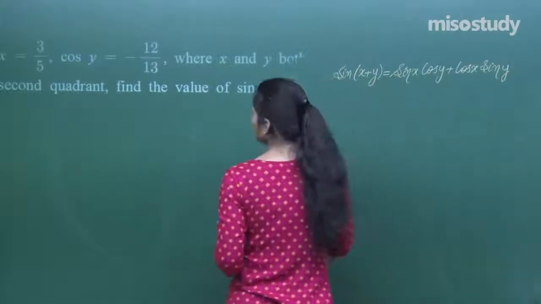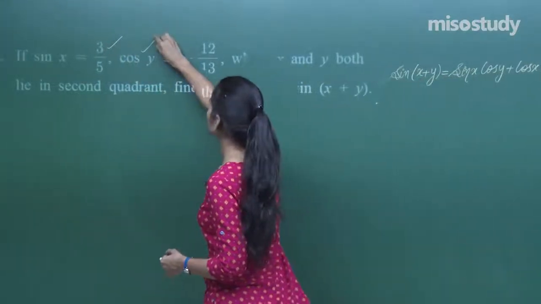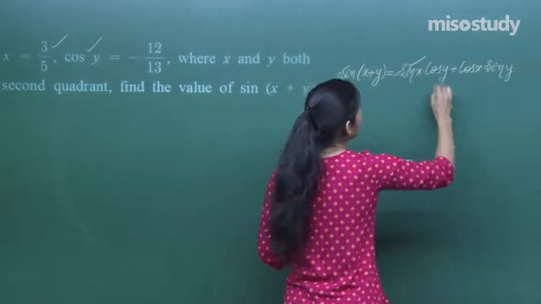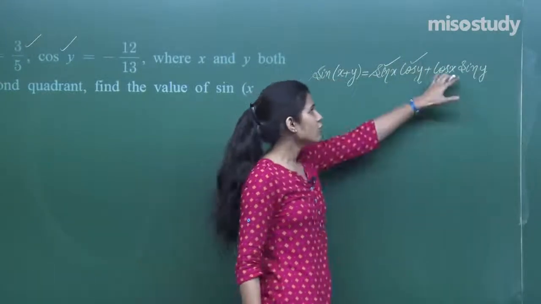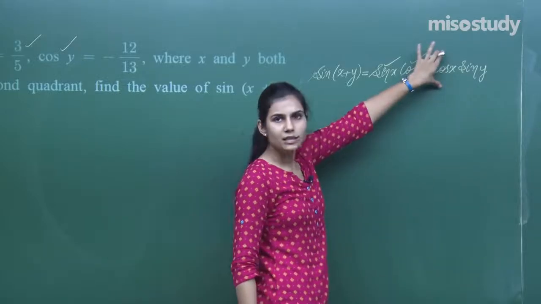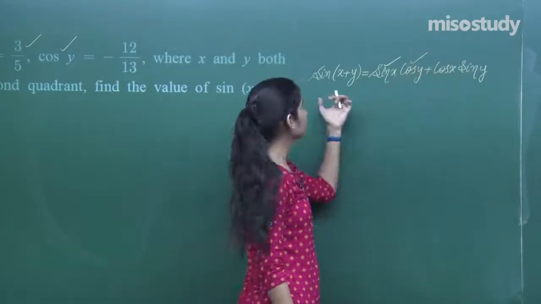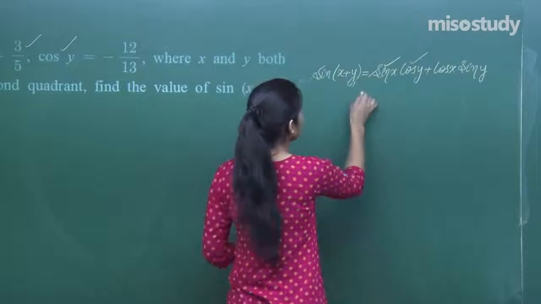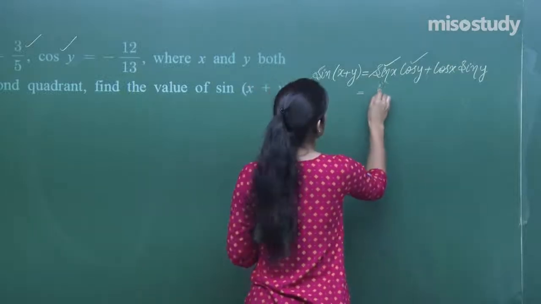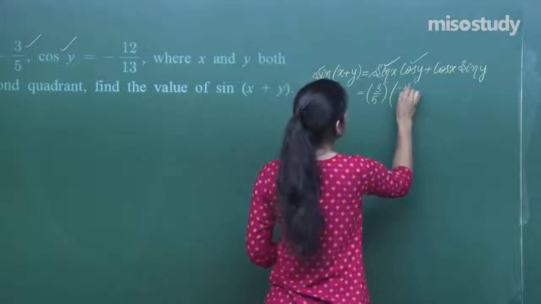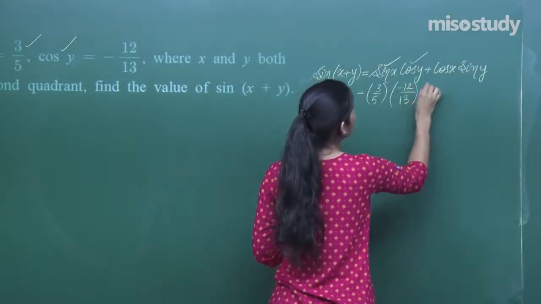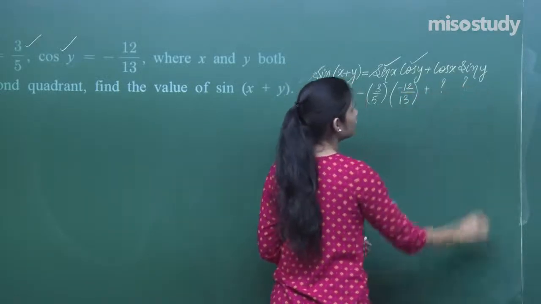I am already having sin x and cos y. I don't have cos x and sin y. Let's compute cos x and sin y and then plug everything in over here to compute the value of sin of x plus y. See, sin x is given to me as 3 by 5. Cos y is given to me as minus 12 by 13. This I don't know, this I don't know.